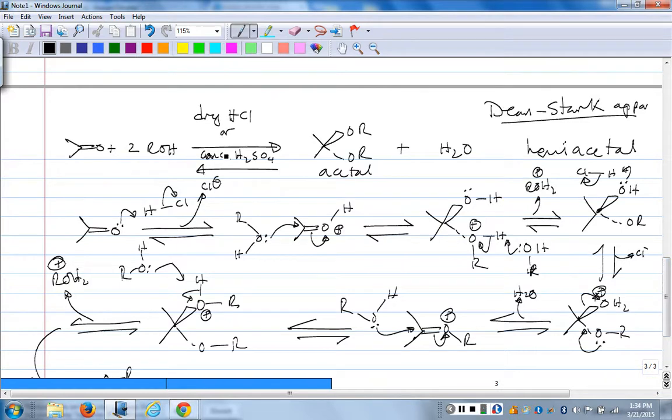So if it's an equilibrium, right, we're doomed to never being able to get a yield of 100%. It'll never be quantitative. But there are strategies that one can enact in order to maximize the yield of the organic product. And we've mentioned two. One is to ensure that the proton source comes in as dry as possible: dry HCl gas or concentrated sulfuric acid. The other is to use a Dean-Stark apparatus, which literally removes the water from the system as the reaction progresses. That way, by Le Chatelier's principle, we pull the reaction forward.